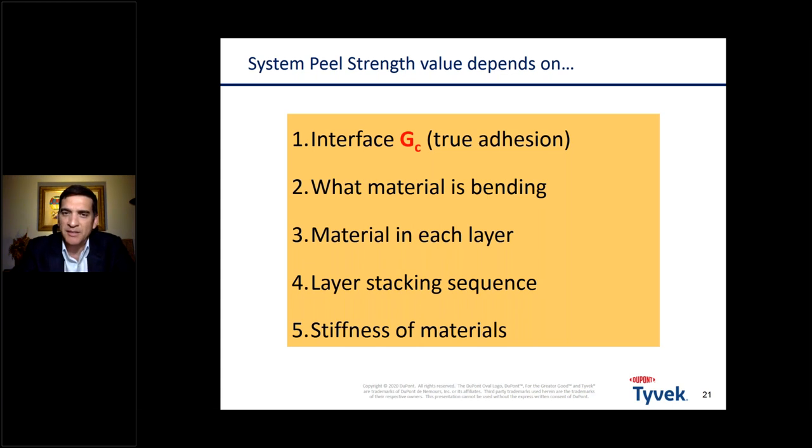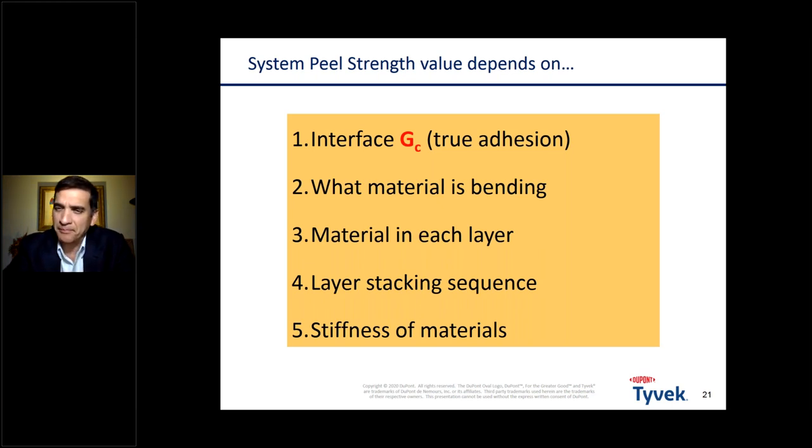So yes, Jen, what is the question? The question is, if I have two different material combinations and I test them and come up with the same peel strength value, does that mean they have the same G sub C? No.